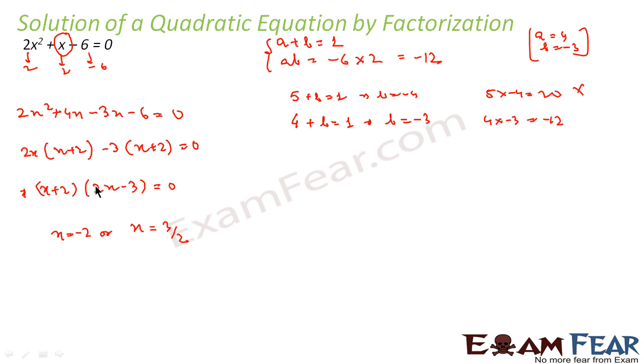Because the multiplication of these two numbers is 0, that means either x is equal to minus 2 or x is equal to 3 by 2. And that is my answer. Thus, by factorization, I found the solution.